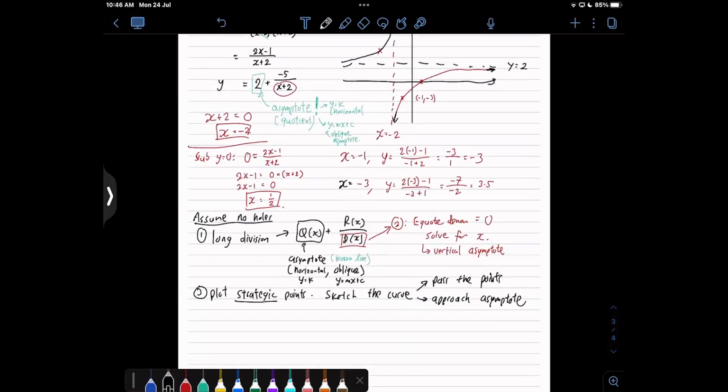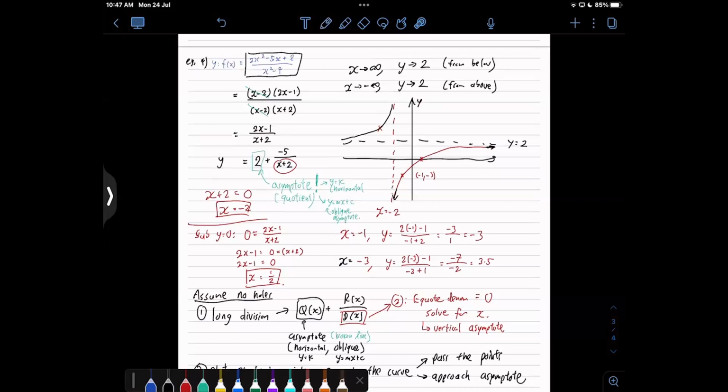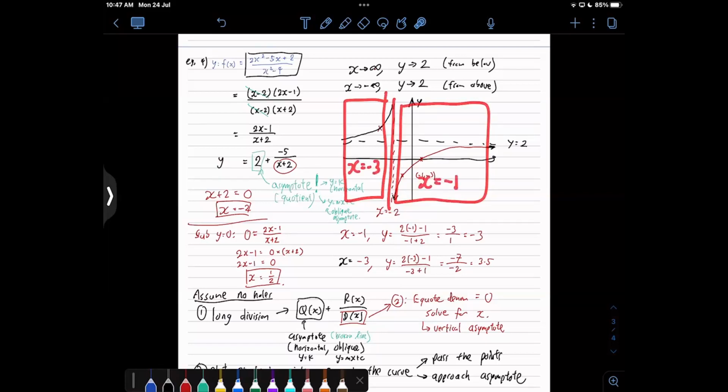So what do I mean by strategic? I mean strategic as in reference to the vertical asymptotes. So for example, we have vertical asymptote here, x equals -2. So you pick a point to the left of it and to the right of it, because the vertical asymptote splits the graph into the left half and the right half. Here I pick x equals -3. There I pick x equals -1. Does that make sense? So you use the vertical asymptotes as a guide to figure out what are the x values to choose. And you sub in, get the corresponding y value.